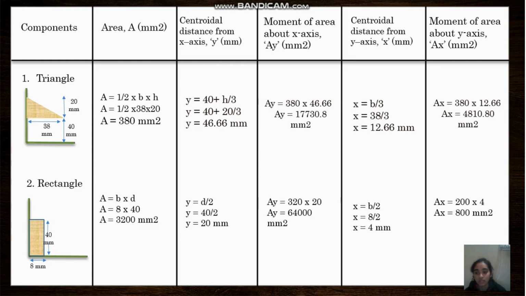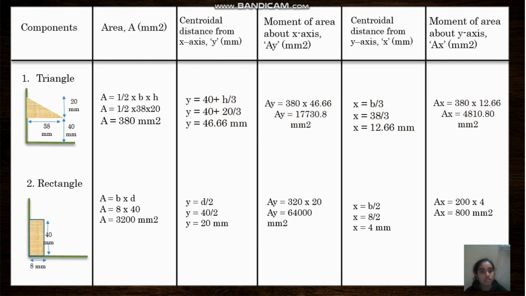The next component is a rectangle. The breadth of this rectangle is 8 and the depth is 40 millimeter. First we are going to find out the area. 8 into 40, which is 3200 millimeter square. Next is the centroidal distance from x-axis. The formula is y is equal to d by 2. The depth is 40, so the answer is 20 millimeter. Moment of area about x-axis. For this we are going to multiply area and centroidal distance from x-axis. We get 64,000 millimeter square.